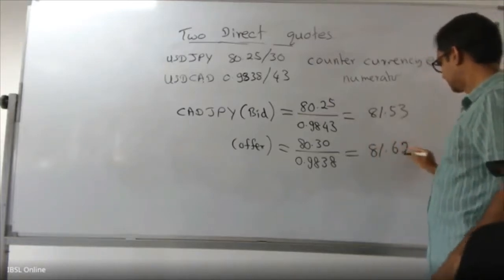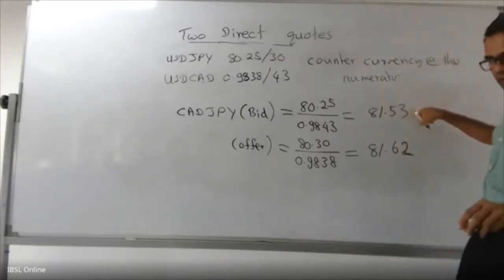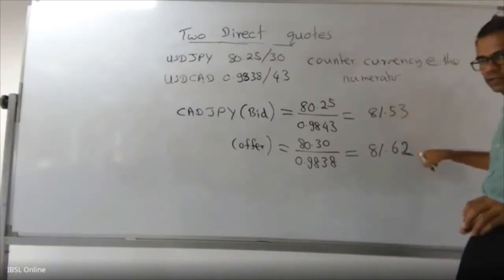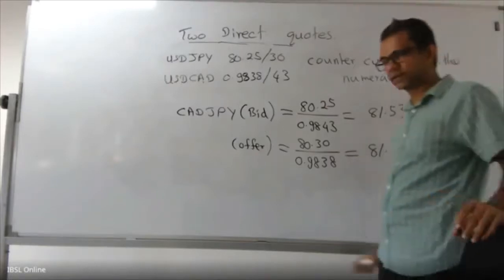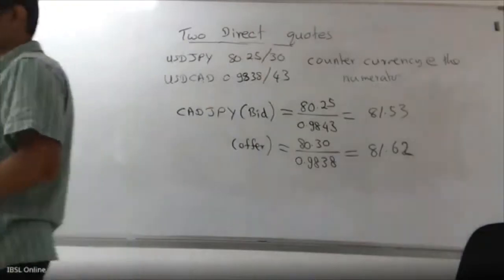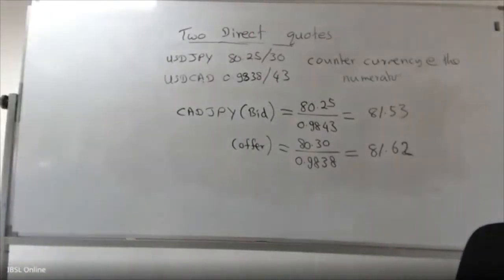The other thing is, you should receive a lower figure for the bid and a higher figure for the offer in any cross rates. Even in our previous examples, when we have two indirect quotes, you should receive a lower figure as the bid and a higher figure as the offer. Otherwise, something is wrong. Is it clear? Yes, sir. Okay.